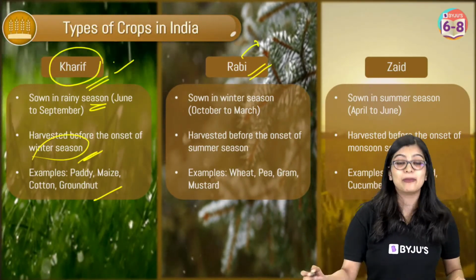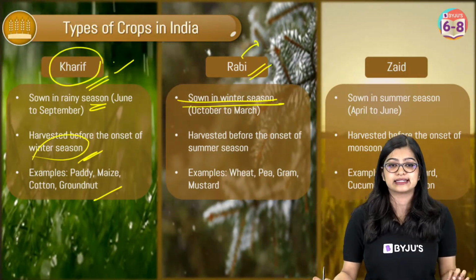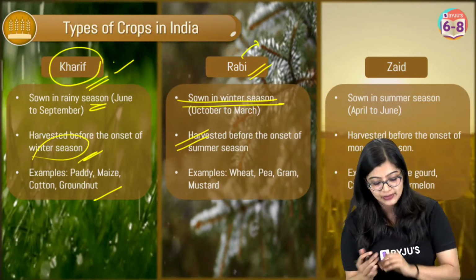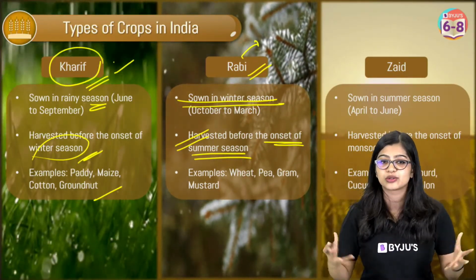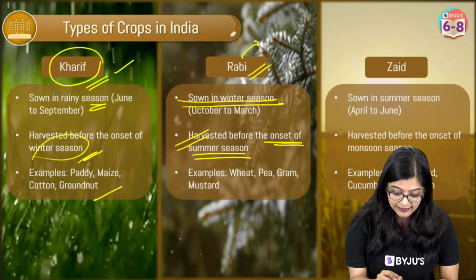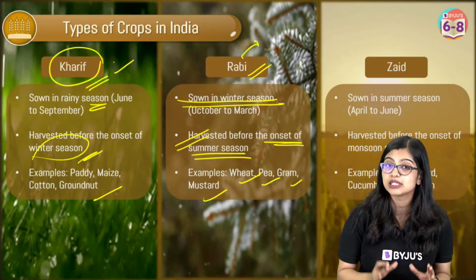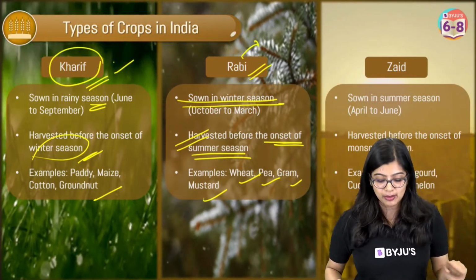When we talk about Rabi crops, we see that they are sown in the winter season. So in the winter season, we will sow the seeds, and then before the onset of the summer season, they will be fully grown so that we can utilize them. Wheat, pea, gram and mustard are all examples of the same. Here I can see that most of you are able to follow this.